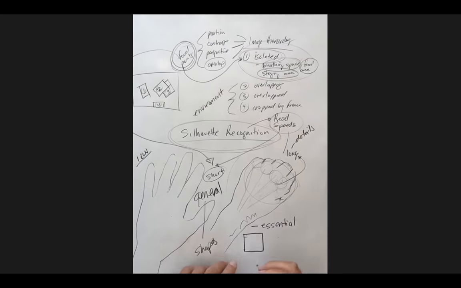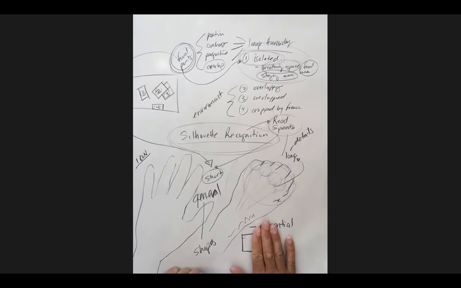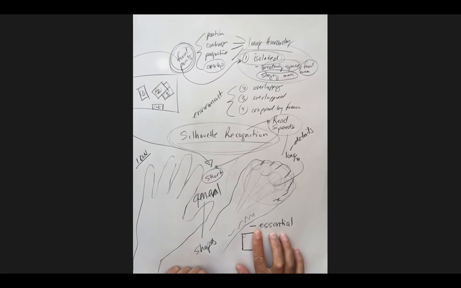So, if I was to do this, cover that much of that object, do I still know for certain that that's a square? No. Now, if I exposed a little bit more of it, do I know that it's now for certain a square? No. Why? What else could it be? A rectangle. It'd be a rectangle.